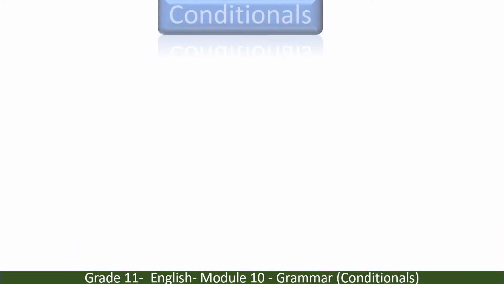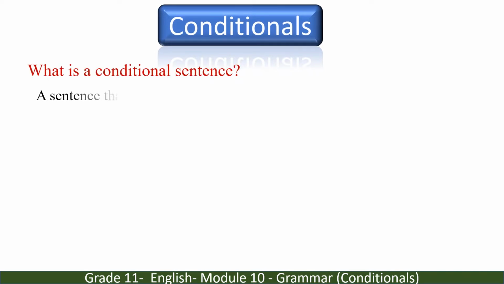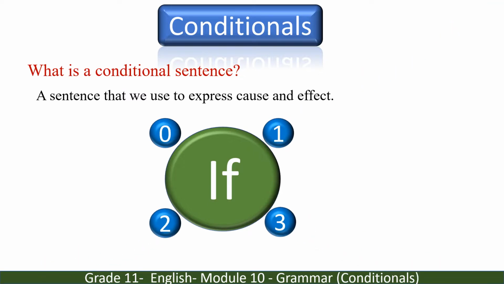So today you are going to learn about conditionals, but what's a conditional sentence? A conditional sentence is a sentence that we use to express cause and effect. To express cause and effect in a conditional clause, we use the word if. There are many types of conditionals: zero, first, second, and third. Today, we're going to learn how to use zero conditionals and first conditionals.